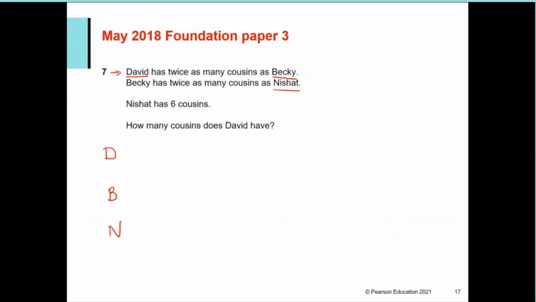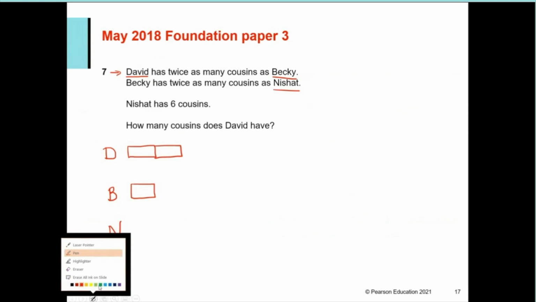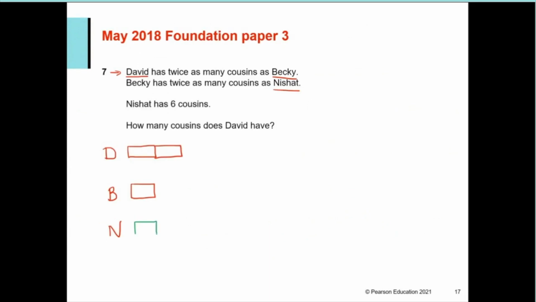So David has twice as many cousins as Becky. So Becky's got 1 box. David needs to have 2 boxes. Reasonably confident with that. Becky has twice as many cousins as Nishat. Now, this is where you have to talk through a little bit how we could do that. A couple of ways. If I give Nishat 1 box, then I need to double Becky's, but then I also need to do that there.